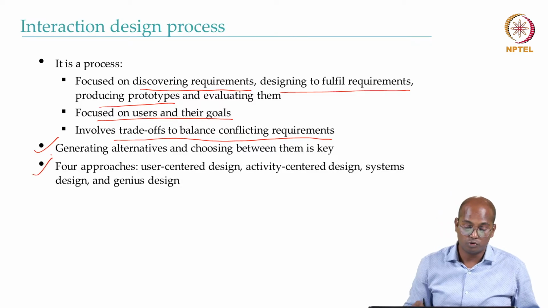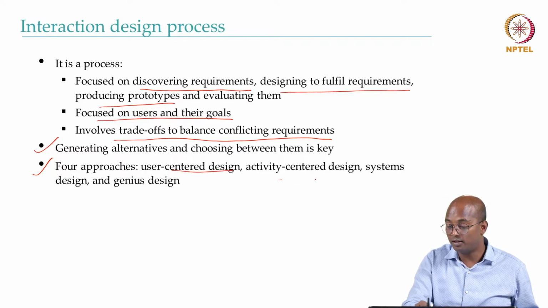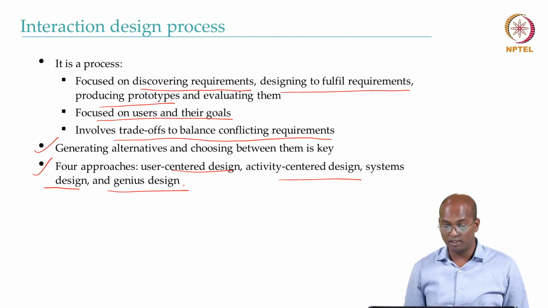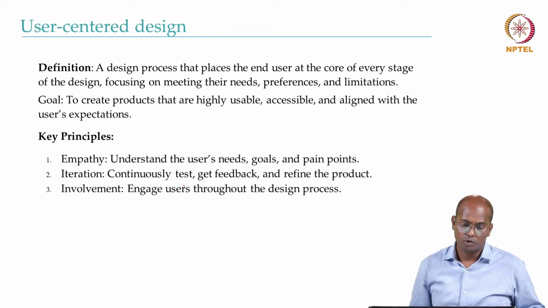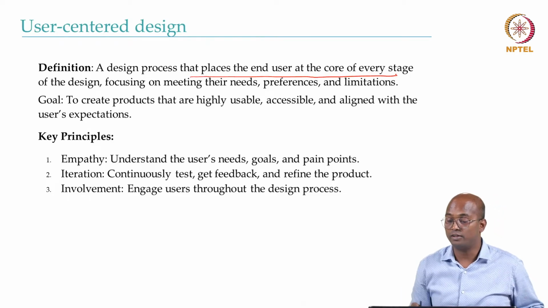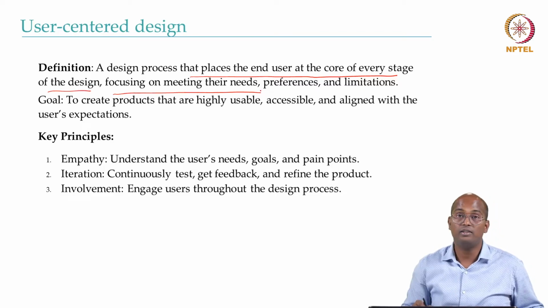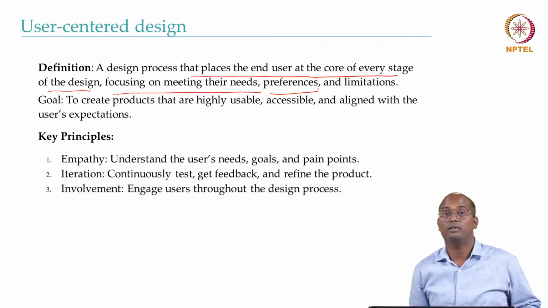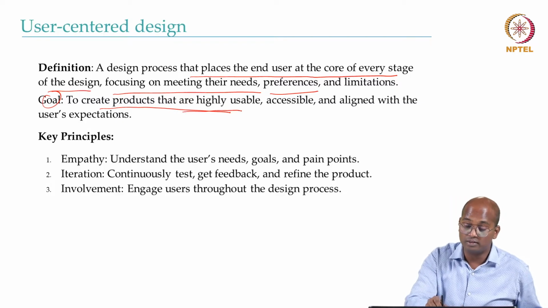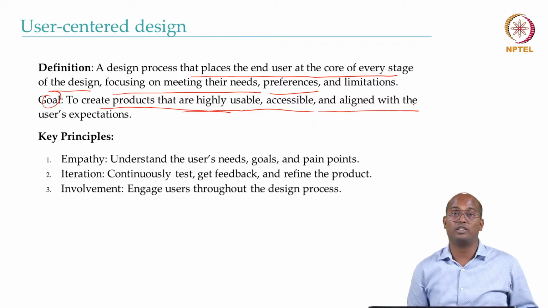There are 4 approaches to do so: user-centered design, activity-centered design, system design, and genius design. So let's go and study about each of them. A user-centered design is a process that places the end user at the core of every stage of the design, focusing on meeting their needs, their preferences, their limitations, and the challenges they face. So the goal is to create products that are highly usable, accessible, and aligned with the user's expectations.